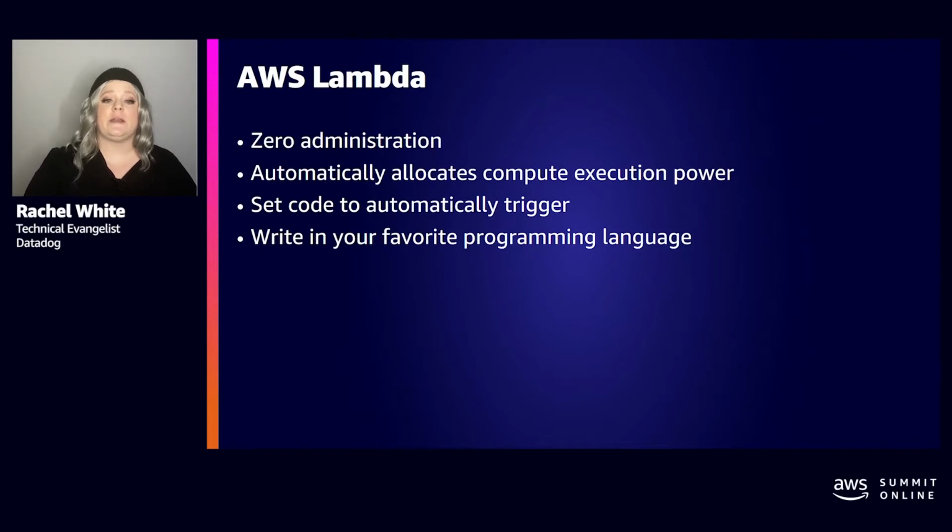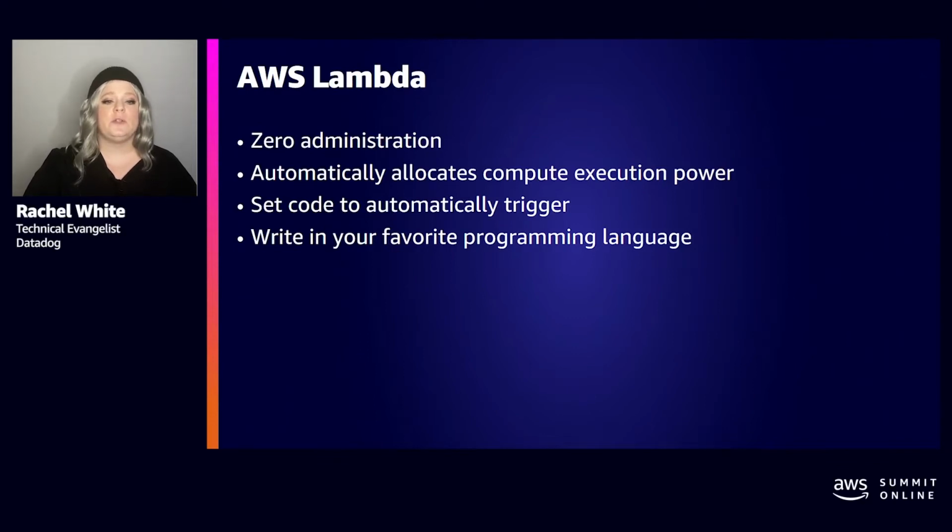We're specifically talking about AWS Lambda for our serverless functions. You can run code for virtually any type of application or backend service, all with zero administration. Just upload your code as a zip file or a container image, and Lambda automatically and precisely allocates compute execution power and runs your code based on the incoming request or event for any scale of traffic.